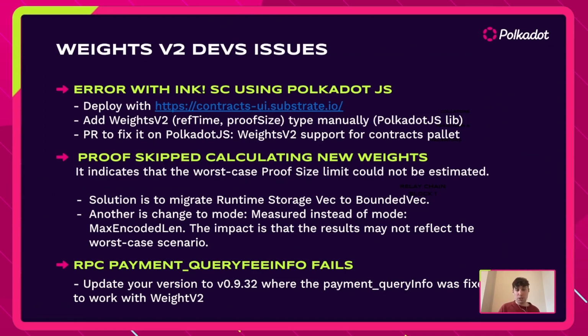Another problem I've seen around Stack Exchange is when doing this RPC method call called payment query fee info, which is to more or less estimate the fees that you're going to spend. It was failing. That was because you had an old version, and that was fixed in version 9.32. So if you experience this issue, just update to version 9.32, because it's already fixed to work with this new type of weights.